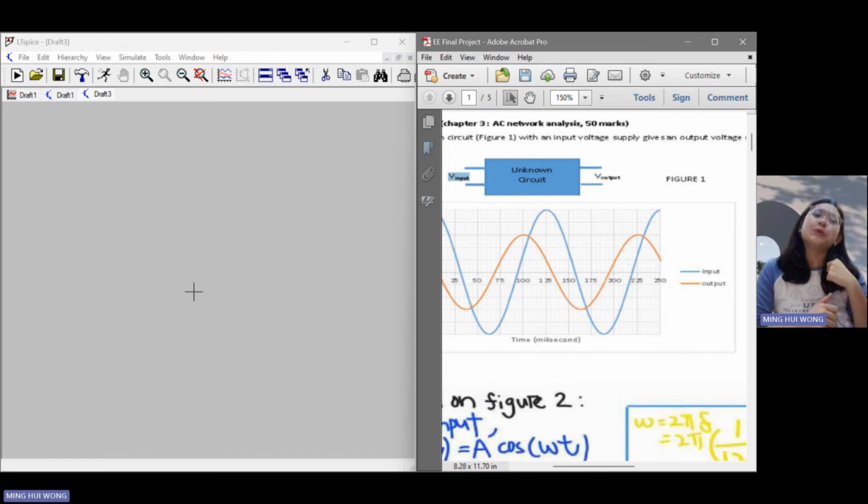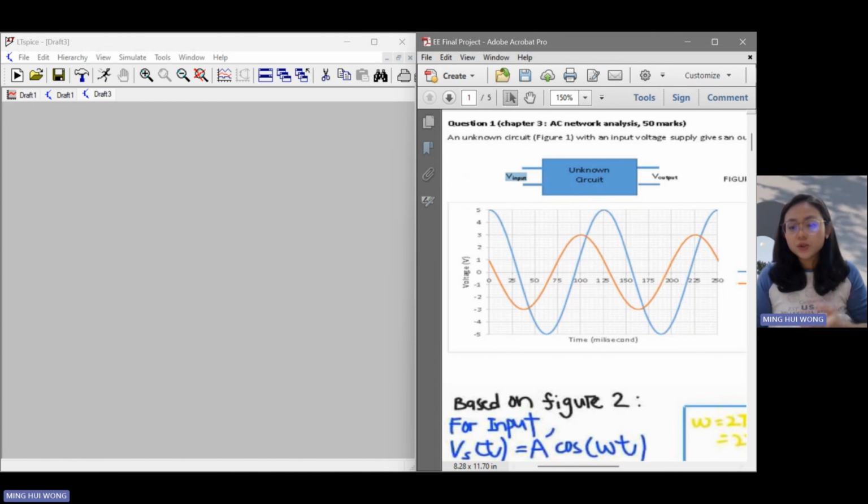Today I'm going to use LTspice with theoretical calculations to construct circuits like first and second order filters and band-stop filters. Okay, let's start my presentation. Let us look at question one.